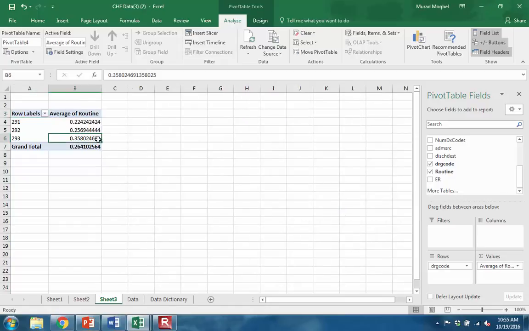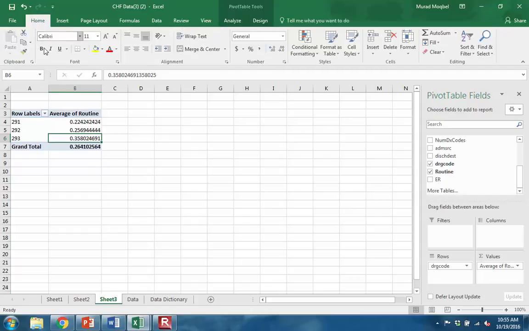Now I have actually the percentage for 293 DRG. Is that what it is asking? So I have it here as 0.358, or basically 35.8%. That's my rate for my sample, or the proportion for my sample.